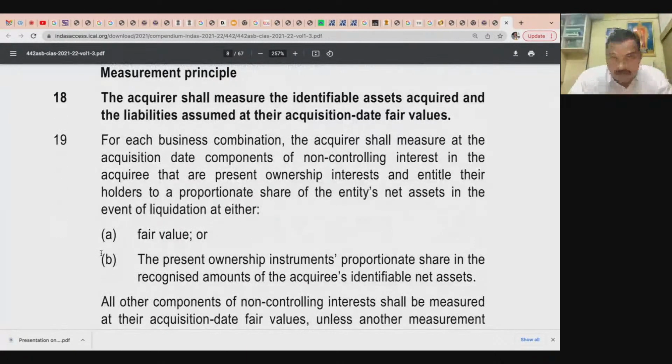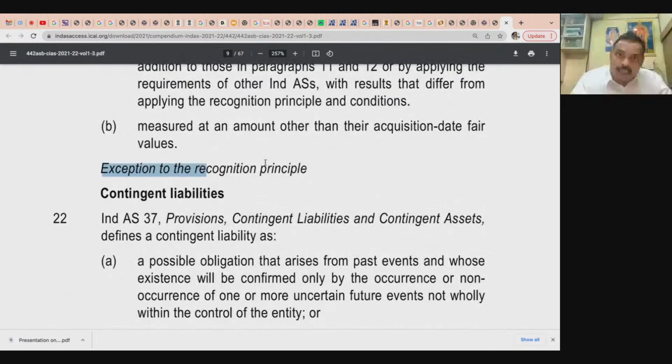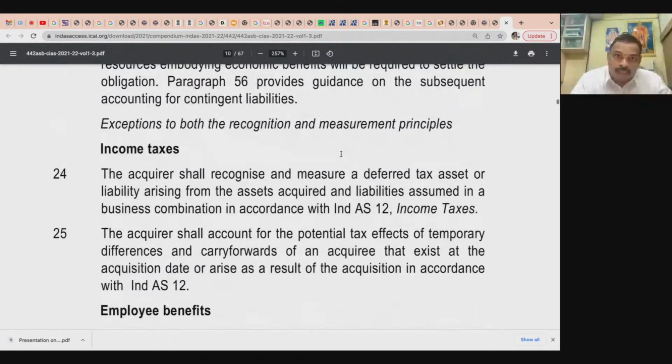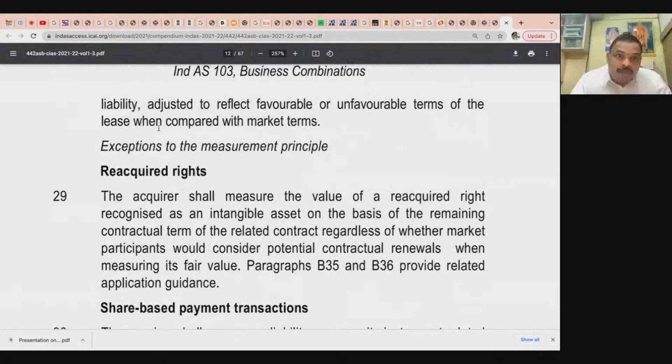This is the measurement principle. So fair value. You have to measure the assets and liabilities at fair value. But there are certain assets you will not measure at fair value at all. Why? So I'm now taking you to exceptions to recognition principle. There is another thing called exceptions to recognition and measurement principle. Another thing is exceptions to the measurement principle. So I will not measure this at fair value. Why? Logic is there.